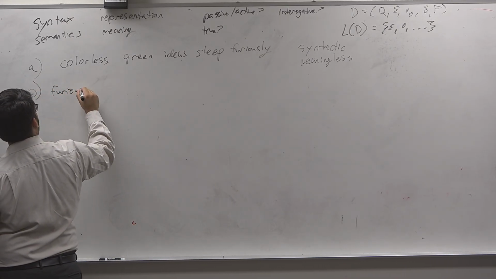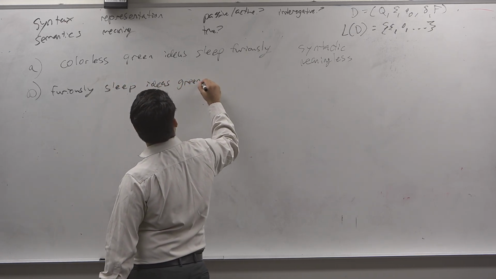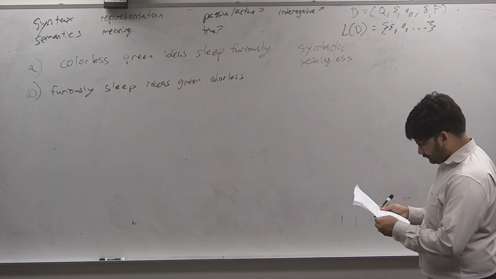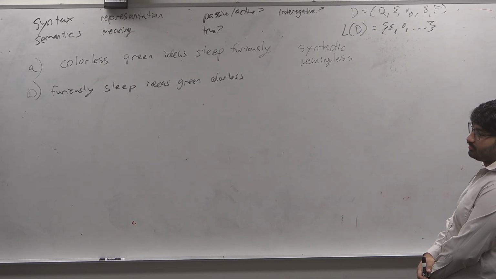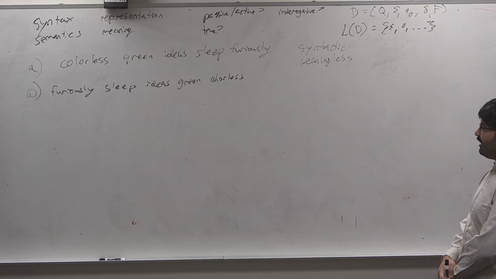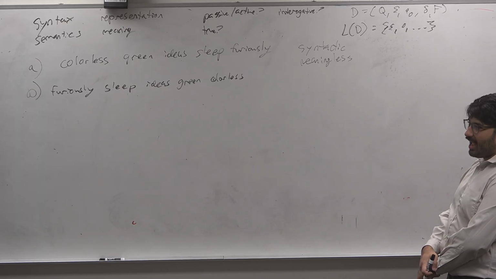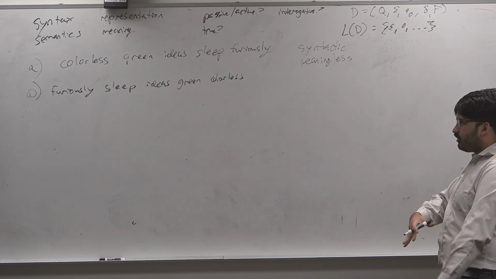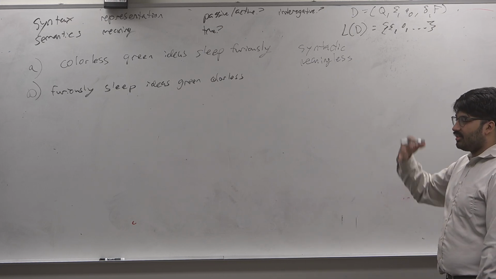Consider the second sentence: furiously sleep ideas green colorless. Is it grammatical? Why not? It feels wrong. It just doesn't sound correct. The first one has the intonation that we would expect: colorless green ideas sleep furiously. In contrast, furiously sleep ideas green colorless doesn't make any sense. So, an internal distinguisher says that's ungrammatical.